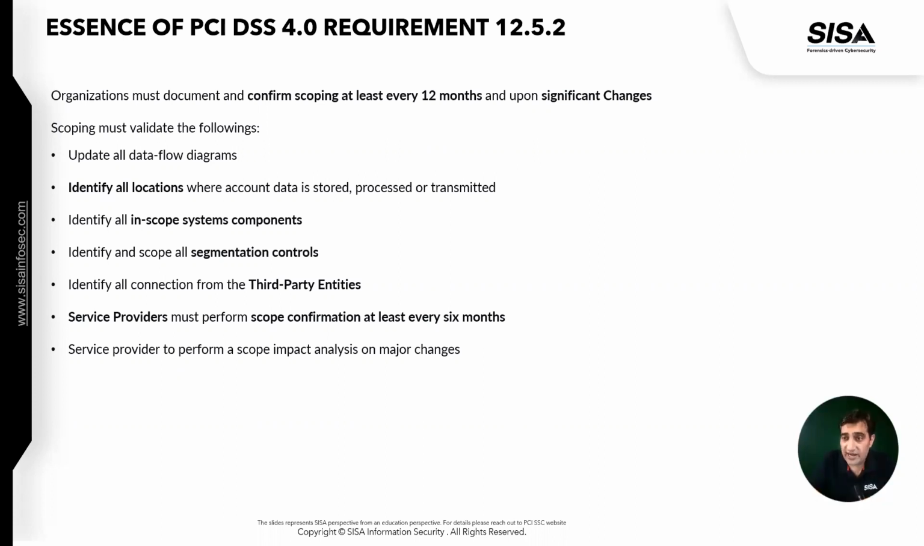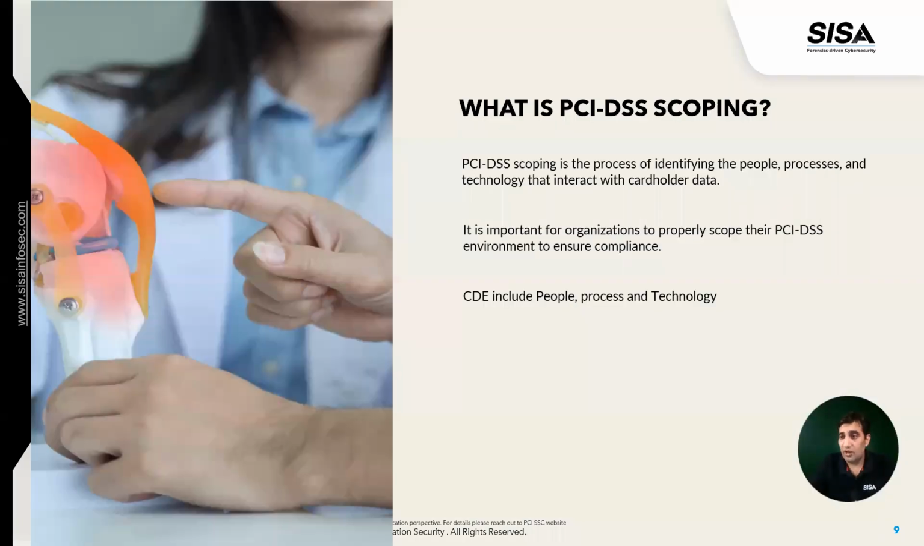Now that we understand the requirement from the scoping perspective, today we are going to talk about what if you are on cloud, and how you are going to meet these requirements if you are on cloud, right? So basically, for those who are very new to the subject, scoping is the process of identifying the people, process, and technologies that interact with the cardholder data.